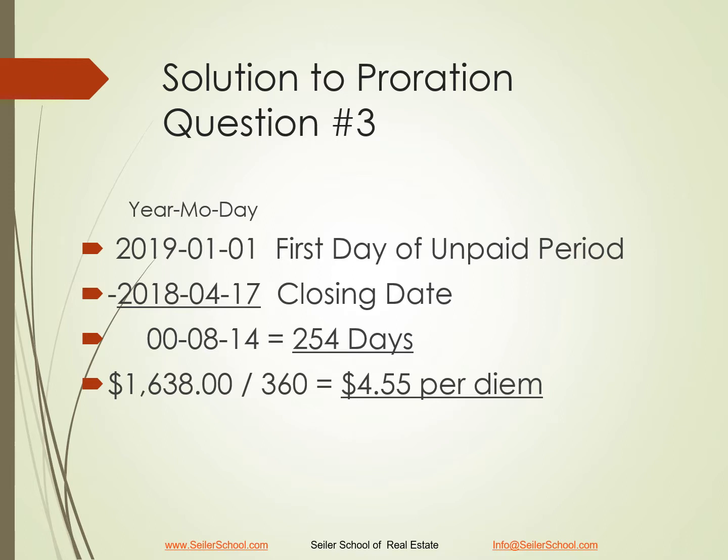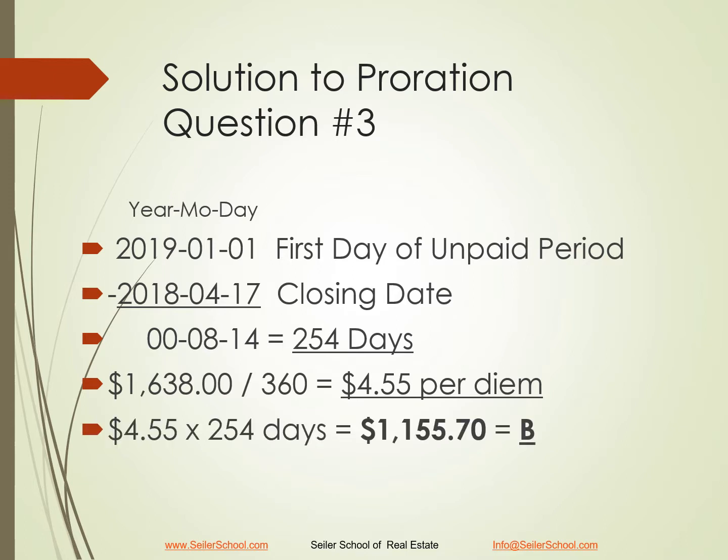The cost for the year was $1,638. We divide by 360 days in our year. We end up with $4.55 per diem, per day. $4.55 a day times 254 days should come up with a number very close to $1,155.70. Selection Bravo.